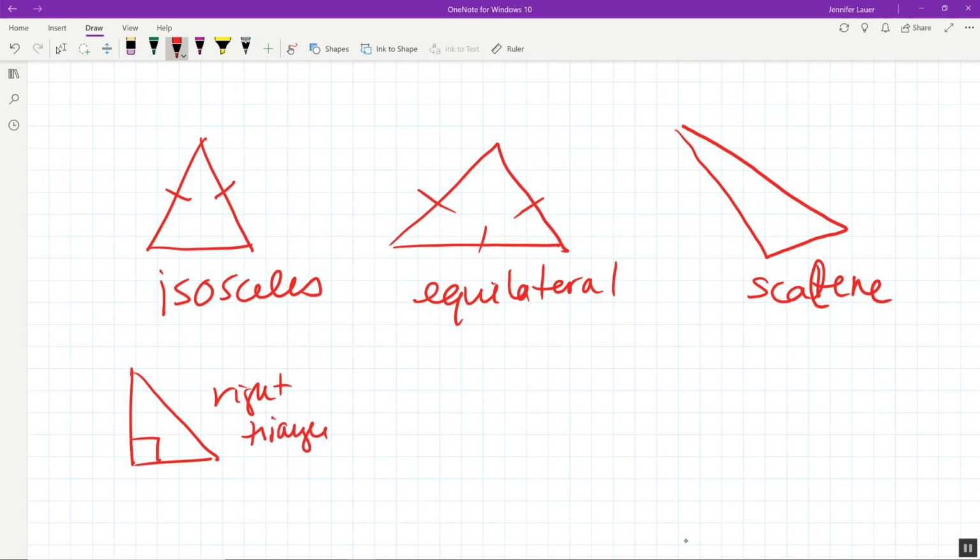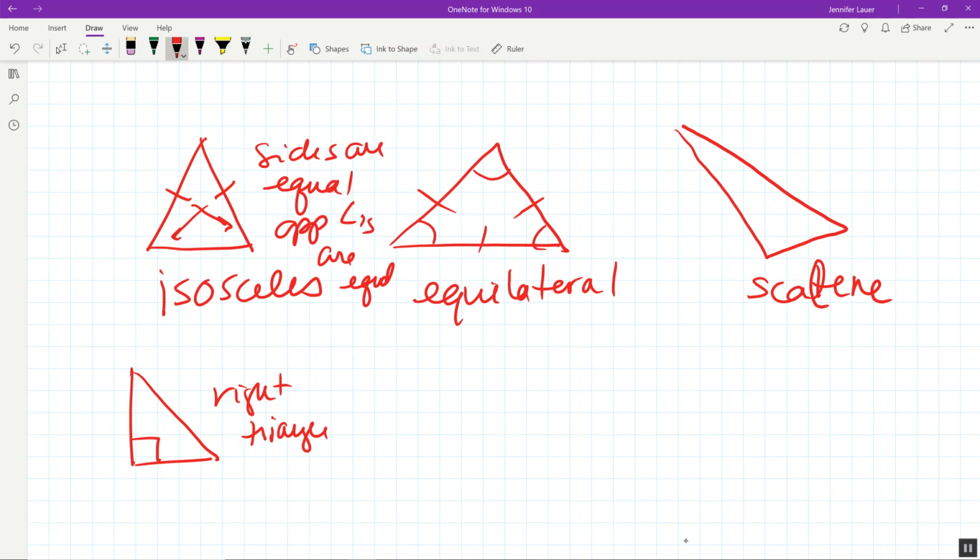Couple things about when sides are equal, that means the opposite angles are equal. So here, these would all be equal because all the sides are equal. So you could actually call this an equal angular triangle too.